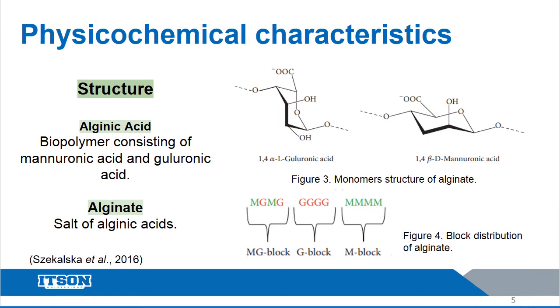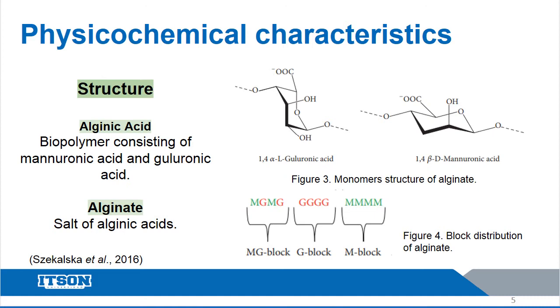About the physicochemical characteristics, we have to know that alginate comes from alginic acid, that is a biopolymer, a polysaccharide made of units of mannuronic and guluronic acid. In figure number 3, we can see their structures, and they are epimers or isomers, meaning that they have the same atoms but a different configuration. And we can see that they have functional hydroxyl and carboxyl groups.